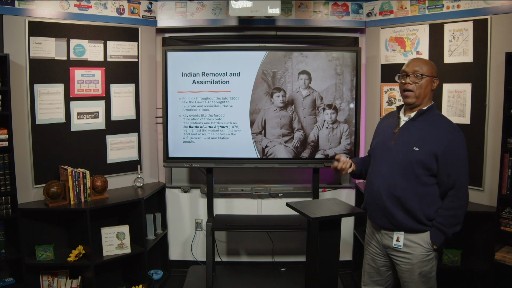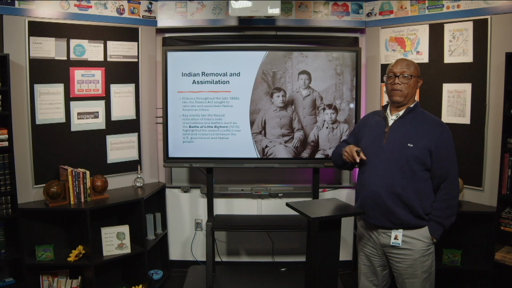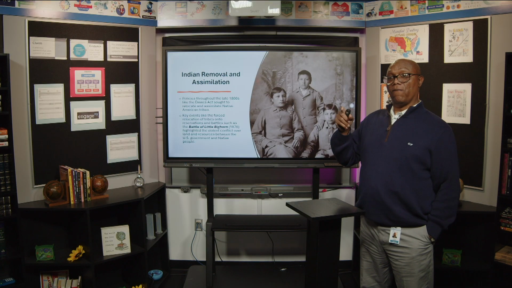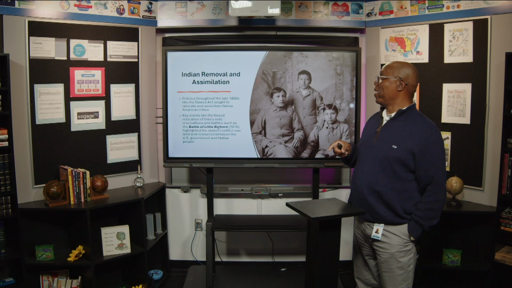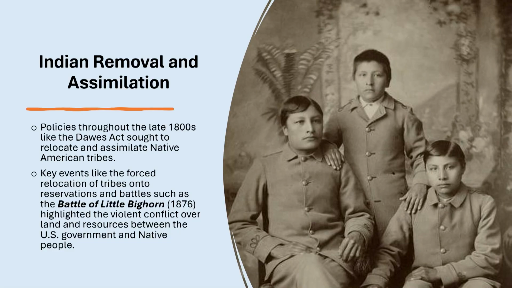And one of the things that we'll find is there's going to be a tremendous push to remove the native person from those lands so that it could be open to white settlement. And one of the ways that it happens was through something called the Dawes Act. Policies throughout the late 1800s, like the Dawes Act, sought to relocate and assimilate Native American tribes.